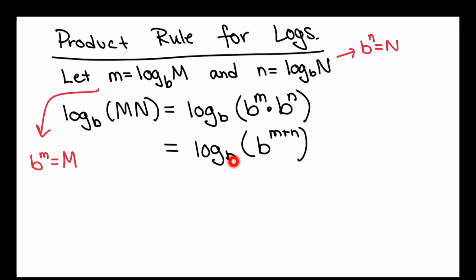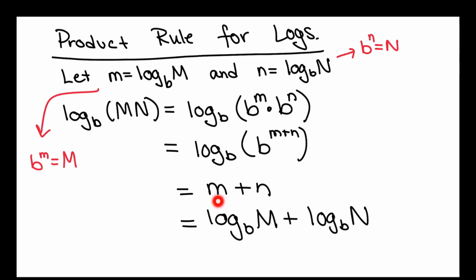When you're computing a logarithm, you're trying to find the exponent. Log base b and b to a power are inverse operations. They undo each other, and we're just left with this m plus n. Going back to my original definition, this little m was log base b of M, and this little n here, log base b of N. And so the basic idea here: if you have the log of a product, you can rewrite that as a sum of two logs. That's the important takeaway.